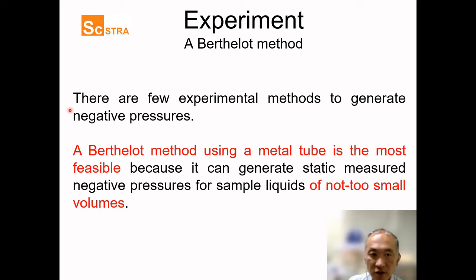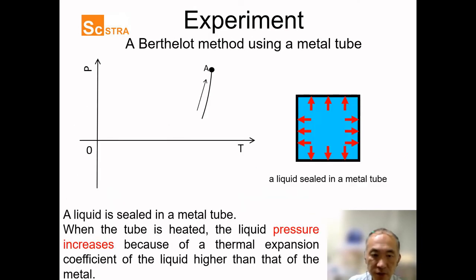Now I'd like to explain experiment. There are few experimental methods to generate negative pressures. A Berthelot method using a metal tube is the most feasible because it can generate static measured negative pressure for sample liquids of not too small volumes. I would like to explain a Berthelot method using a metal tube.